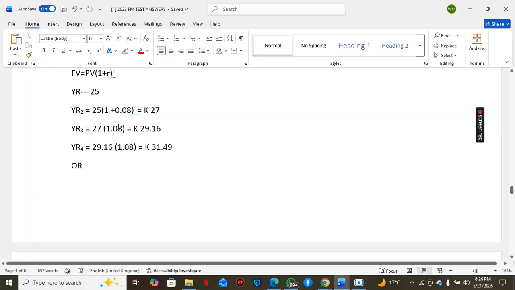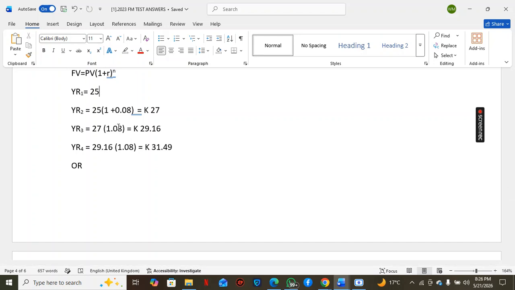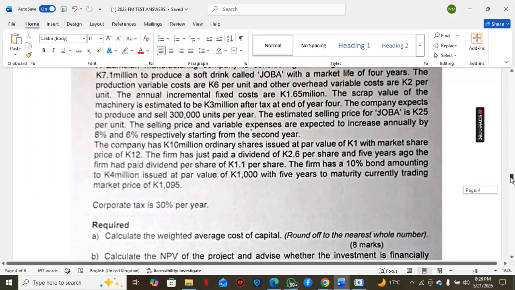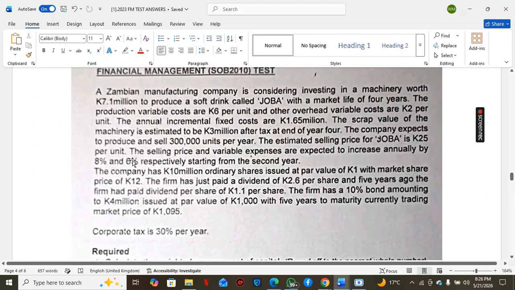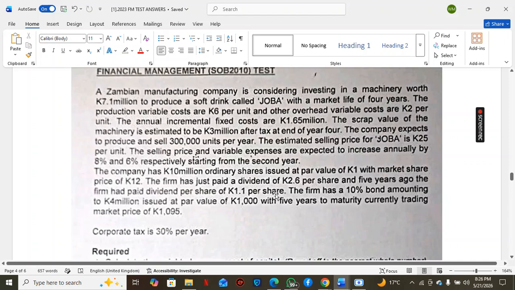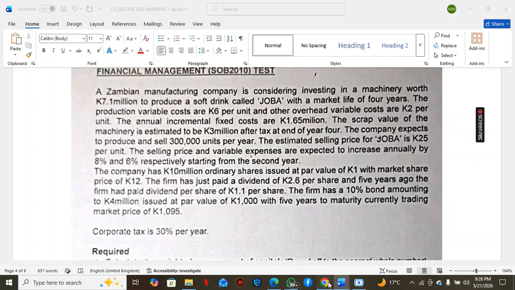Any other questions? So remember, colleagues, these adjustments, you usually see them. It's just telling us every year our selling price will be increasing by 8%. Any questions before I go now to the variable expenses, which will increase by 6%?